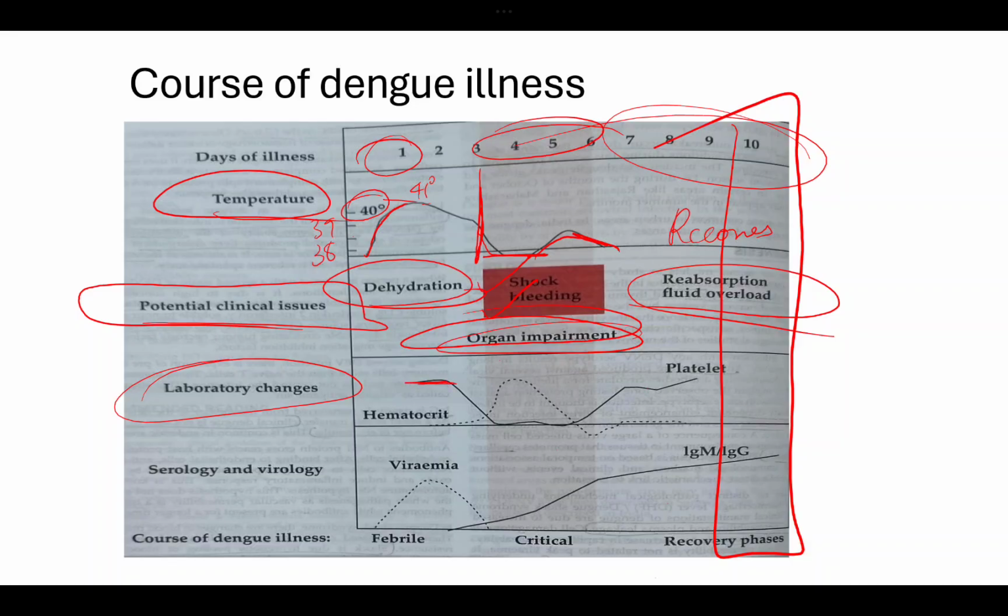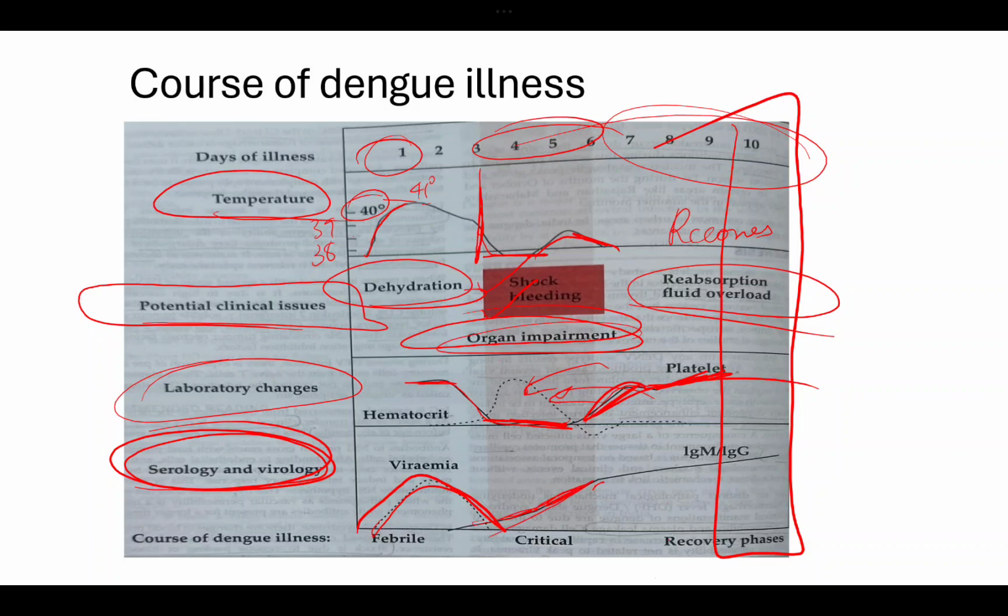There is an increase in the hematocrit values, then there will be a decrease in the hematocrit value because the fluid has started to reabsorb back into the body, and the platelet count, which was reduced initially, has come back to normal. And then we have serology and virology. In the first 3 days, we have viremia stage. The virus is circulating in the blood. And then what happens during the critical phase? There is a slight increase in the viremia. And then the patient in the recovery starts to develop antibodies against this virus, producing IgG and IgM antibodies.